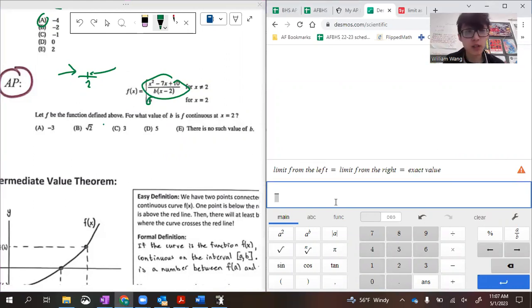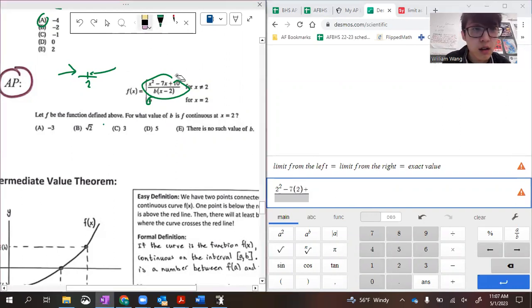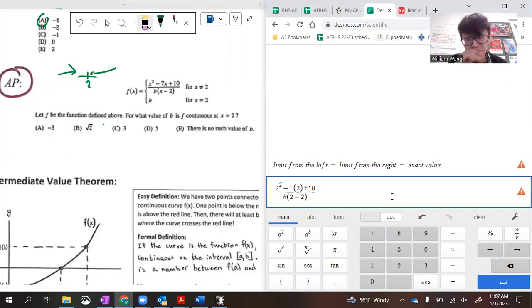Limit from the left is going to be this x squared. And actually, what do I know already? I'm just going to write this in one step. My x is 2, right? So 2 squared minus 7 times 2 plus, is that a 10? Good, plus 10 divided by b times 2 minus 2 is equal to, the limit from the right is actually this exact same thing. So I'll just copy and paste it, right? Because from the right, it's also this function. And that's equal to the exact value, which is supposed to be equal to b. All right, so this equation must be true. I just need to solve for b.